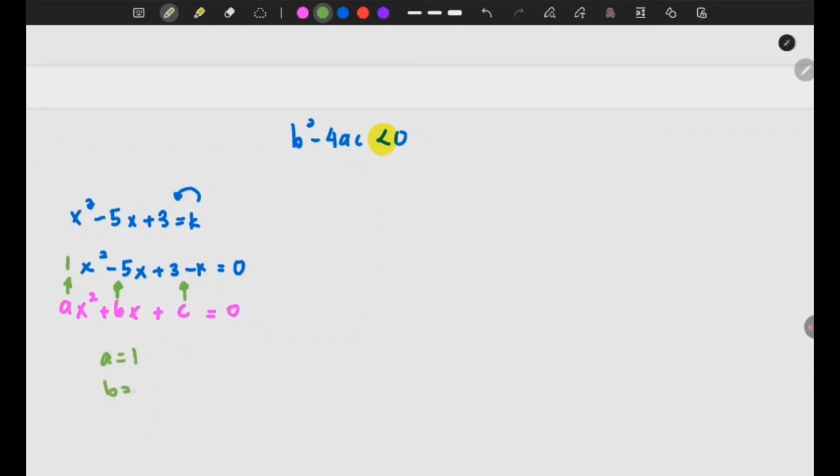So you got your a, b, and c, right? Substitute inside the formula. So my b is negative 5, so negative 5 squared minus 4, my a is 1, my c is negative 3 minus k. This will be less than 0. Substituting inside the formula is very important. So negative 5 squared is 25. And negative 4 times 1 is negative 4, times 3 is negative 12. And negative 4 times negative k is positive 4k. This will be less than 0.